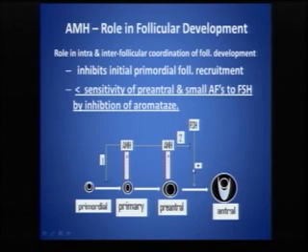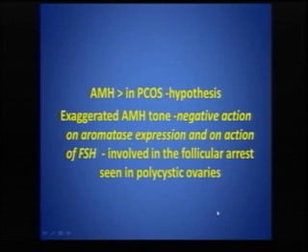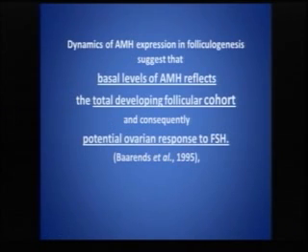and thereby this is probably, they say, by the inhibition of aromatase activity, and thereby causes an arrest in this area. The exaggerated AMH tone is thought to be the reason why we see this follicular arrest in PCOS. So when we look at the dynamics of AMH expression in folliculogenesis, it suggests that the basal AMH levels reflect the total developing follicular cohort.